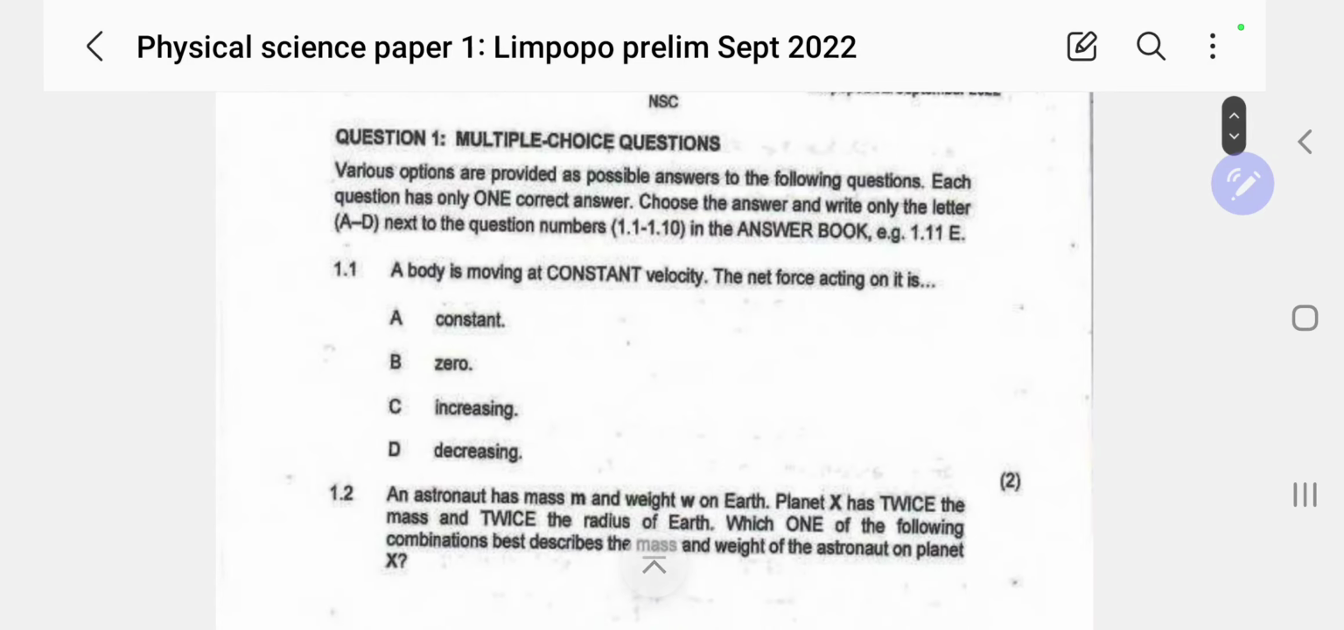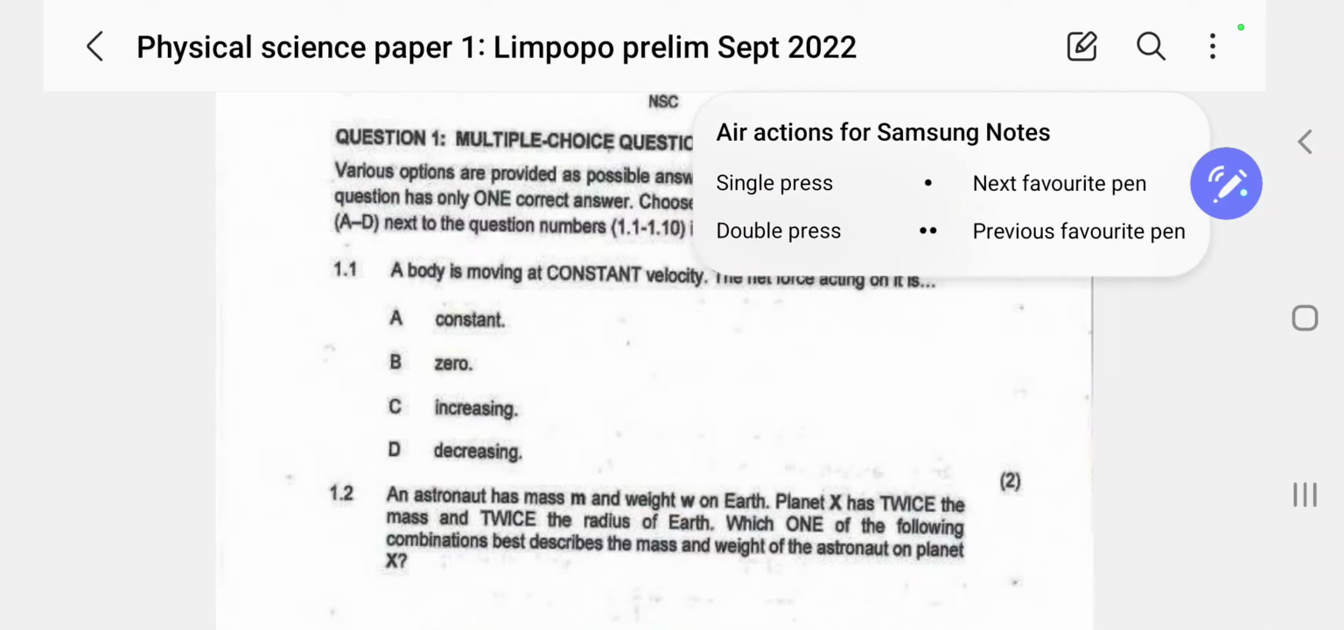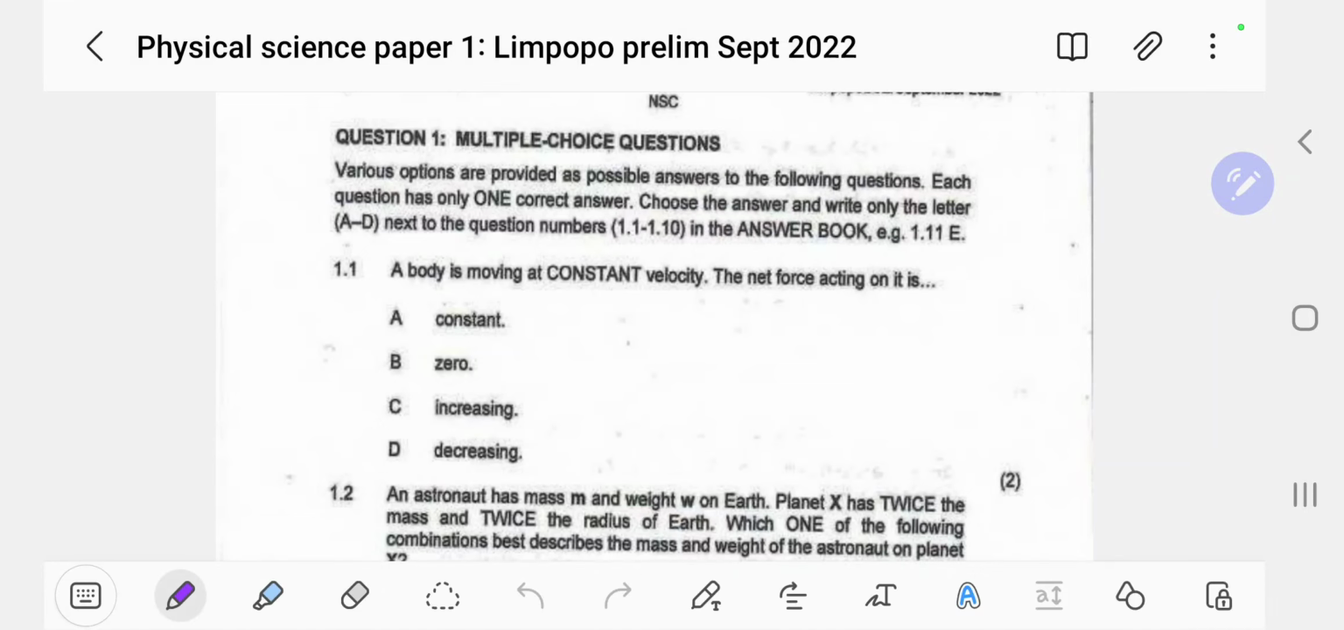Now, question 1, we know the instructions. We cannot overly emphasize the importance of reading the general instructions so that when you come to local instructions, you can know when they fit and when they don't fit. Okay. Now, 1.1 says a body is moving at a constant velocity.